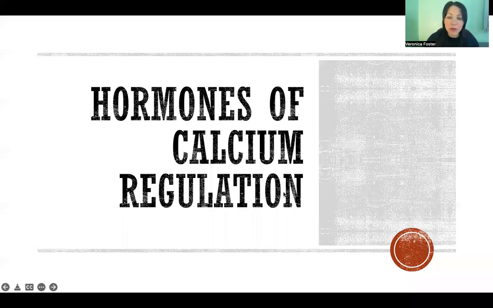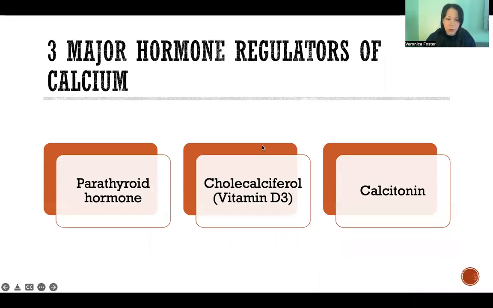Hello, in this video, I'm going to talk about the hormones of calcium regulation. So there are three primary hormones that I'm going to discuss here. First is parathyroid hormone, then cholecalciferol, that's vitamin D3, and then calcitonin.